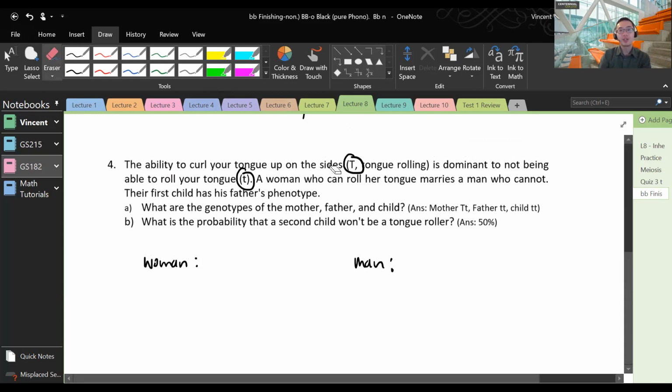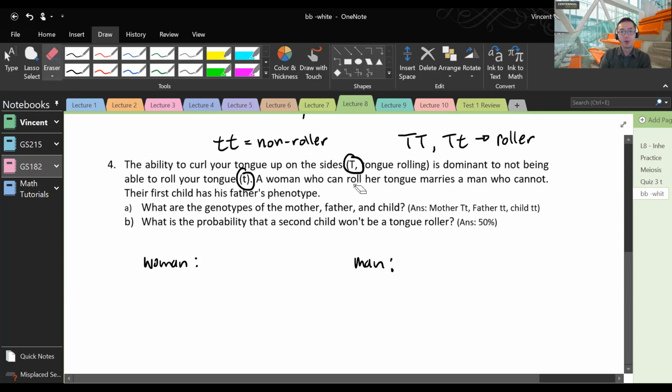The ability to curl your tongue is big T. So if you are big T, big T or big T, small t, then that means you can roll. We say roller. If it's small t, small t, then it is non-roller. So let's try again. The woman can roll her tongue. The woman is a roller. So she is either big T, big T, or big T, small t. We don't know. So big T something.